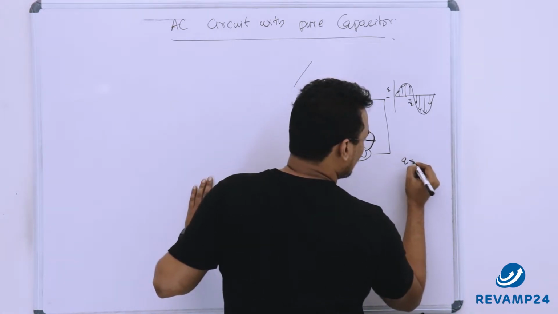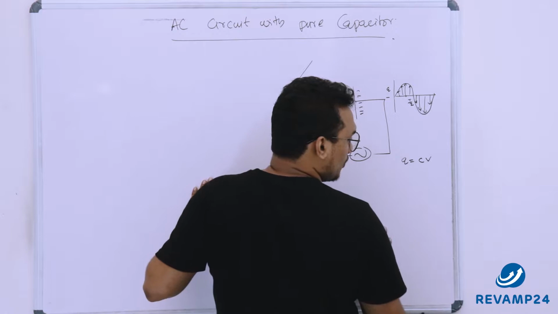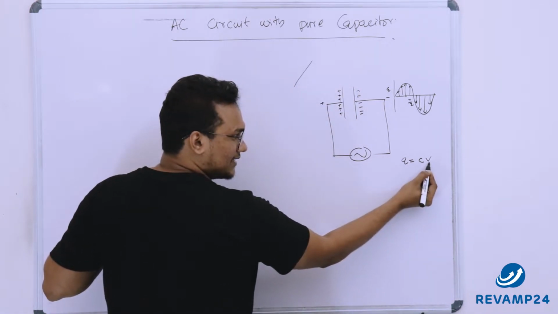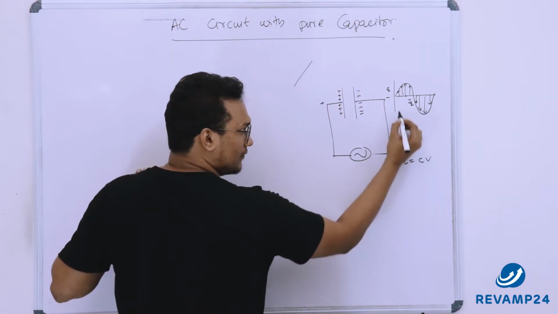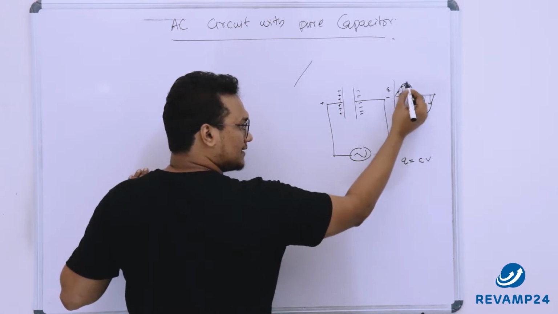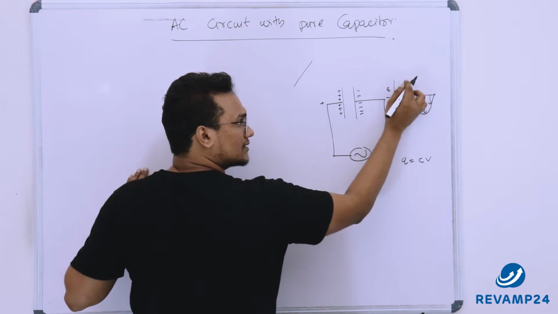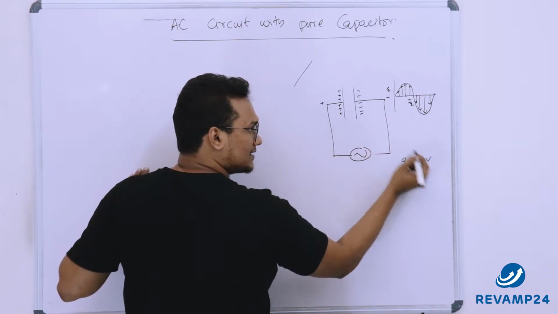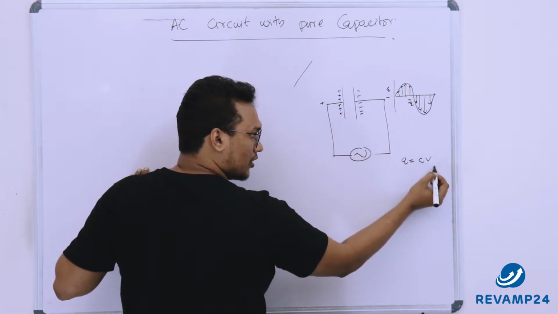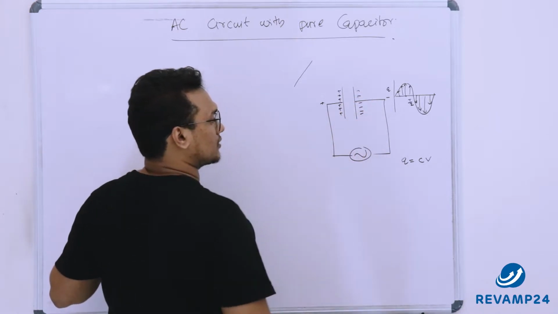Q is equal to CV. Now voltage starts increasing from 0. When voltage increases, C will not change, but Q will also increase to a maximum value. Now voltage decreases and comes to 0, and Q will also come to 0.